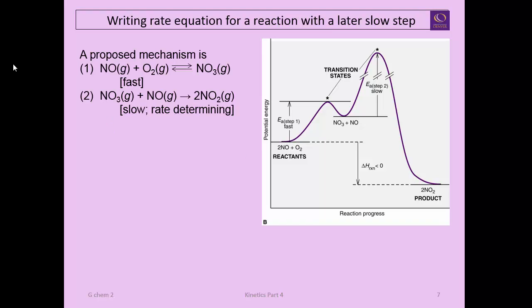So here's the fundamental steps that we proposed. Step 1, step 2. It happens that step 1 is faster, and that makes sense when you look at this reaction diagram where it has that lower activation energy, so this happens very quickly. Step 2 is actually the slow step. So now how do you write a rate expression for this?